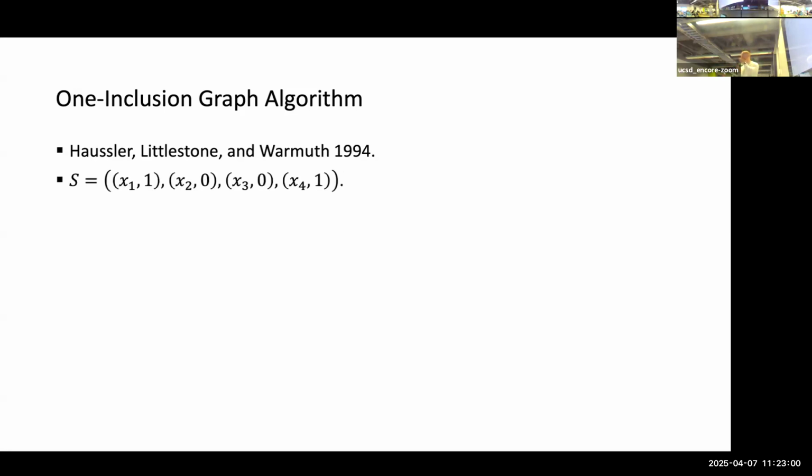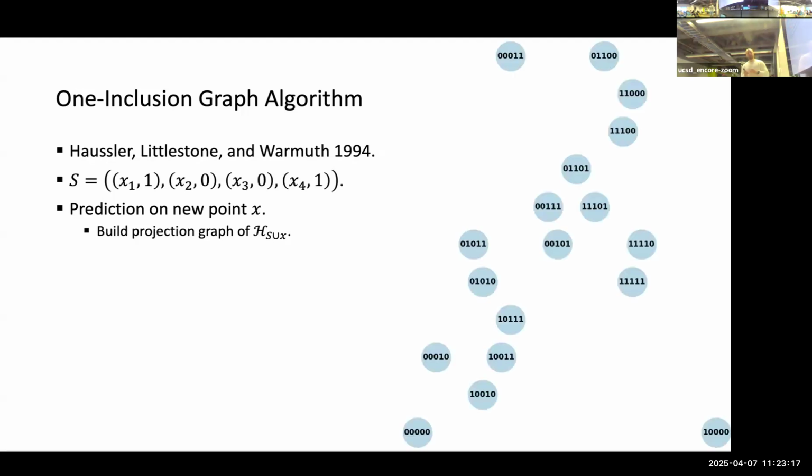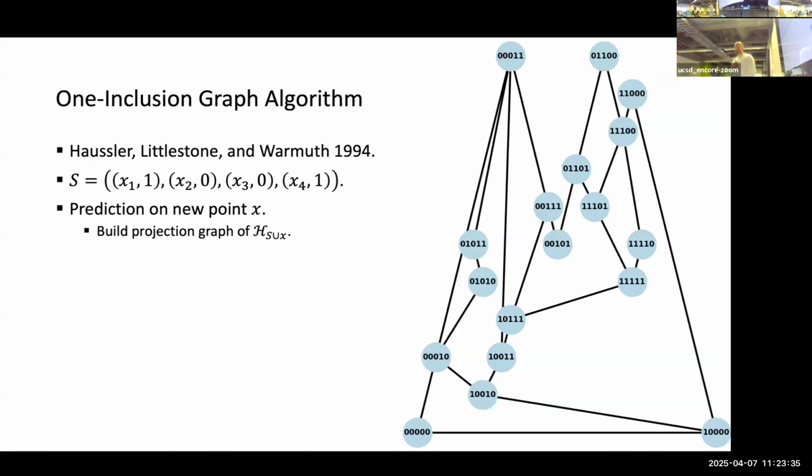So what you do here, if I have a training data set, it looks like this. I have 4 data points with 4 different labels. And now I want to make a prediction on a new data point X. So what I do now is I build a so-called projection graph of the hypothesis set onto my training data points and X. So what does that mean? It means that I look at my hypothesis set and then I look at all the possible ways that it can label these 5 data points, the training data and X. So all these nodes are the things that can be realized by a hypothesis in H. Then I connect every pair of nodes that disagree in exactly one prediction, so an edge between any pair of nodes with Hamming distance of 1.